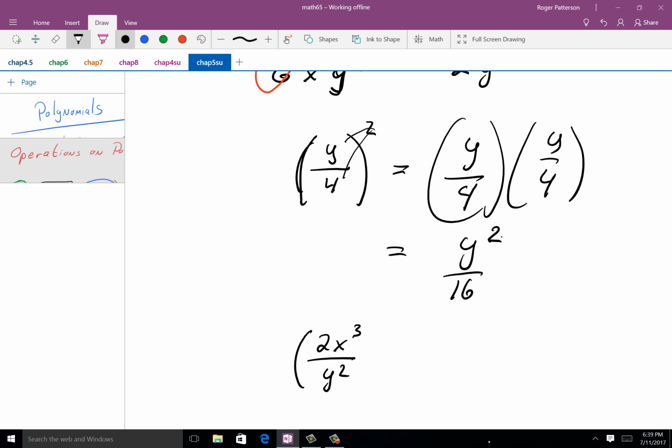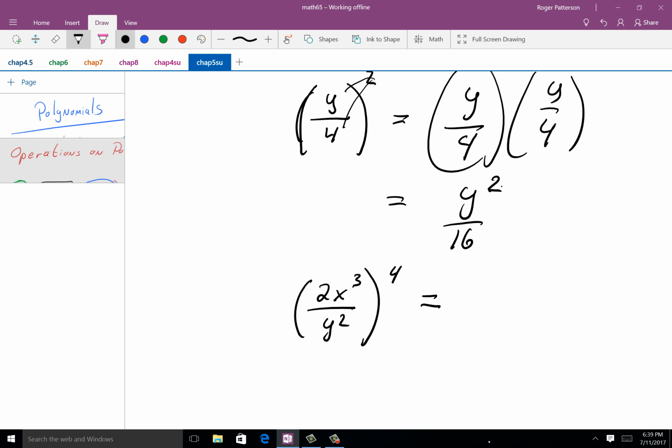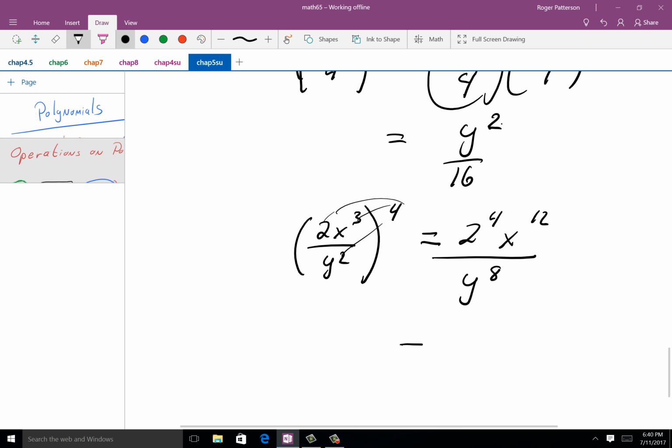So if we have one like this, 2x to the 3rd over y to the 2nd, and we're taking that to the 4th power. Okay? So then we're going to take each one of these to the 4th power. So that'd be 2 to the 4th, x to the 12th, because we're going to multiply, and y to the 8th. And then we should always figure out the numbers.